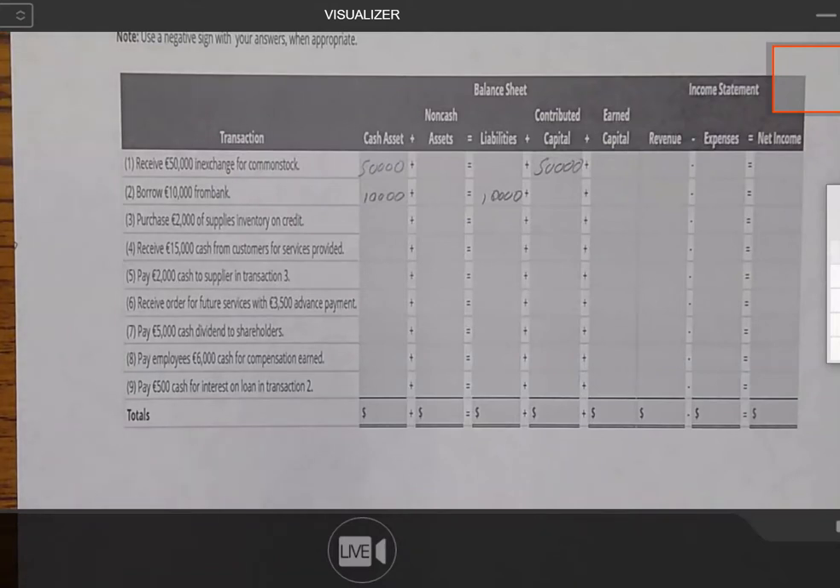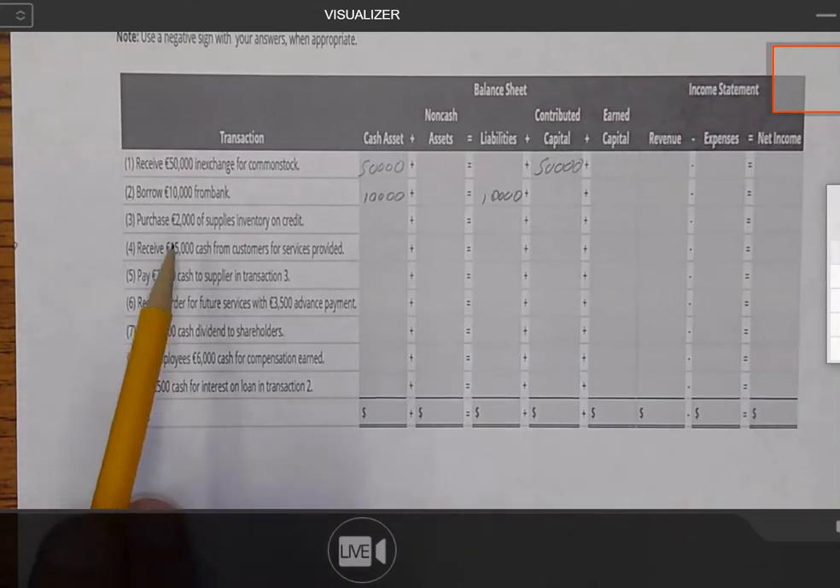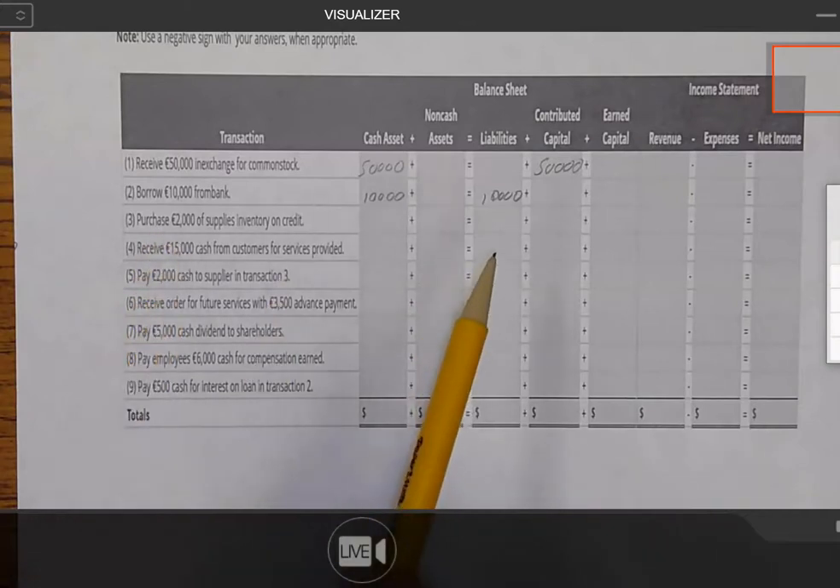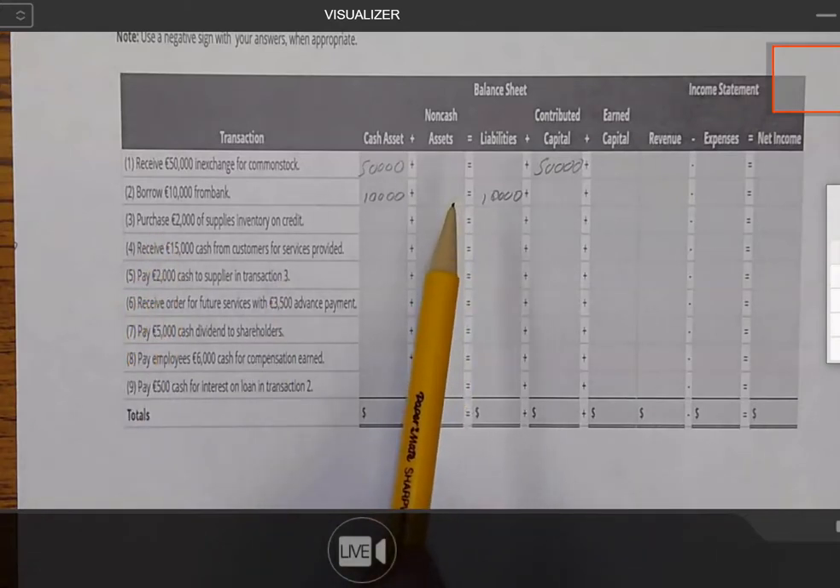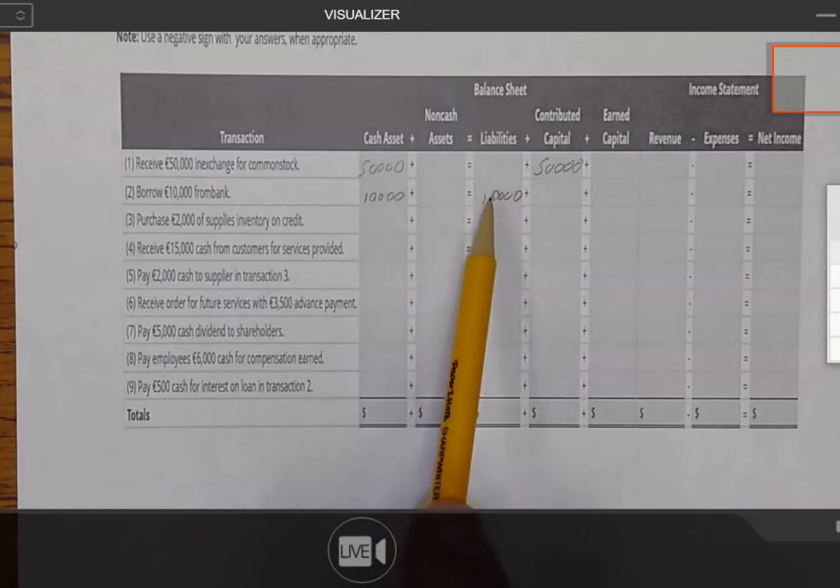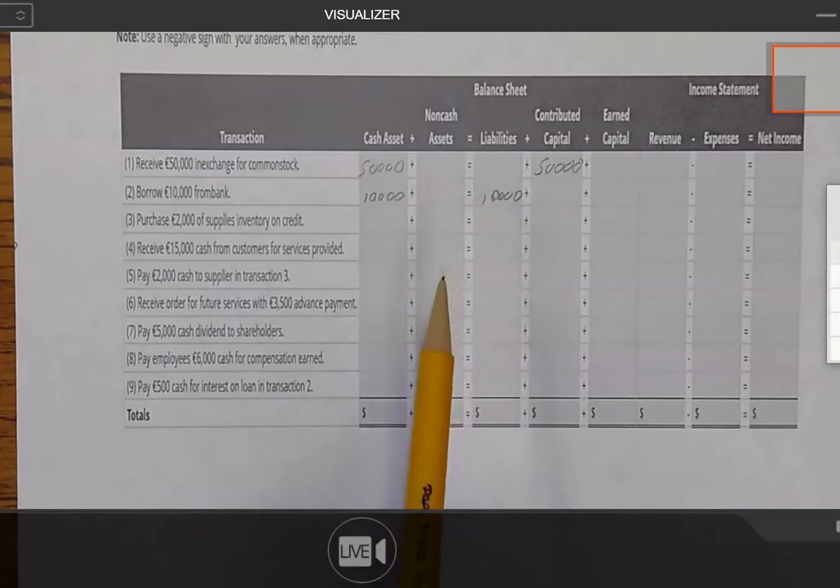And so the next transaction here, number 3. Also, while we're on this topic, I can't remember what our instructions said, but they might want you to use a negative sign for liability. So again, just keep that in mind.